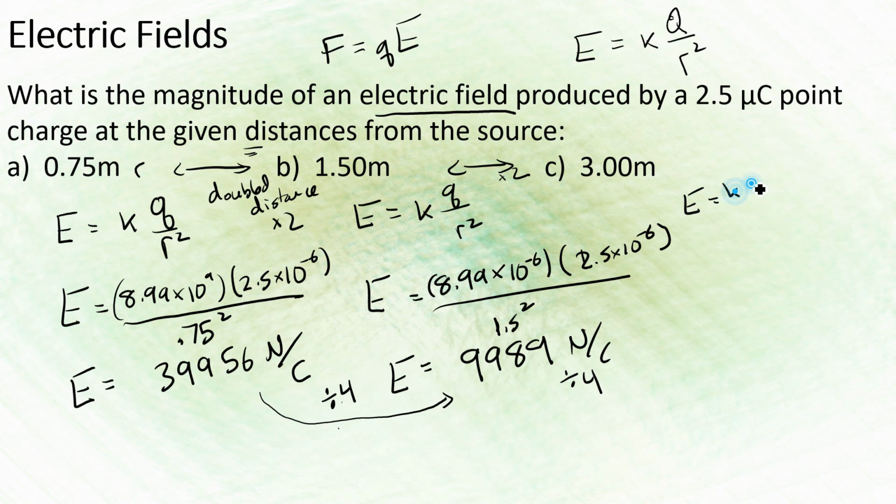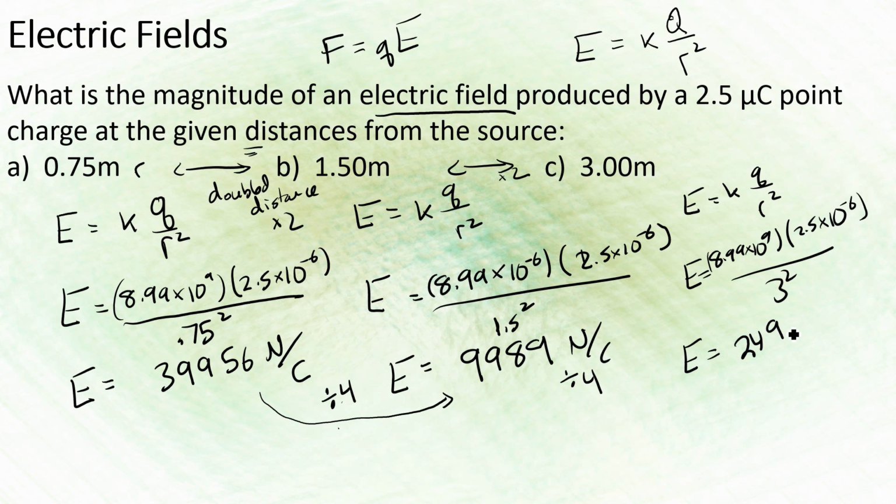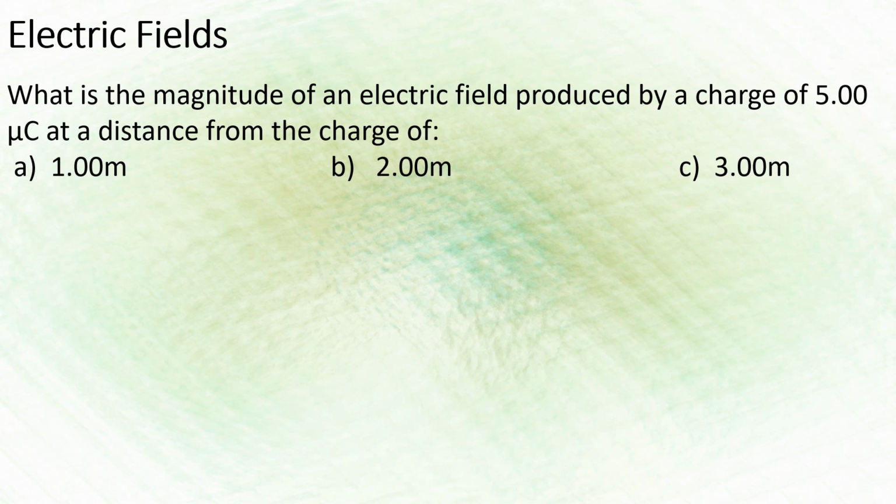So E equals kQ over r squared. E equals 8.99 times 10 to the ninth. Our Q is still 2.5 times 10 to the negative 6. And our r is 3 squared. And we get a field strength of 2,497 newton per coulomb. So yes, divided by 4 and it worked out. So note that. It's basically an inverse square law.